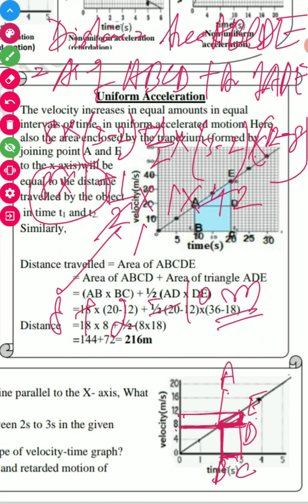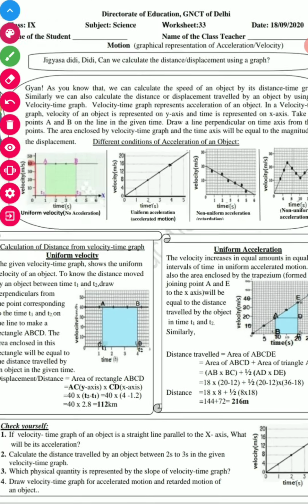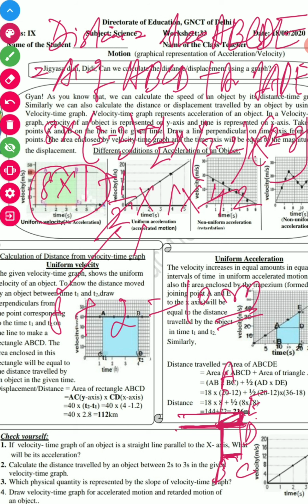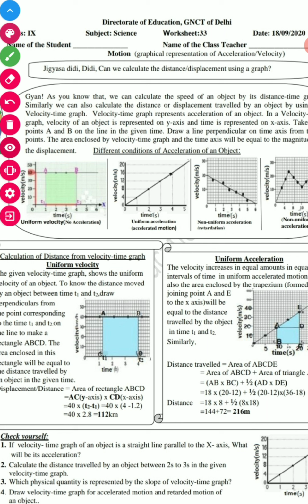Third question we have: which physical quantity is represented by the slope of a velocity time graph? Beta, the answer of this question is acceleration. Acceleration is the physical quantity represented by the slope of the velocity time graph. And draw the velocity time graph for the accelerated motion and retardation of an object. You can draw these two. This is your accelerated motion and this is the graph of retardation. So you have to make these two graphs.